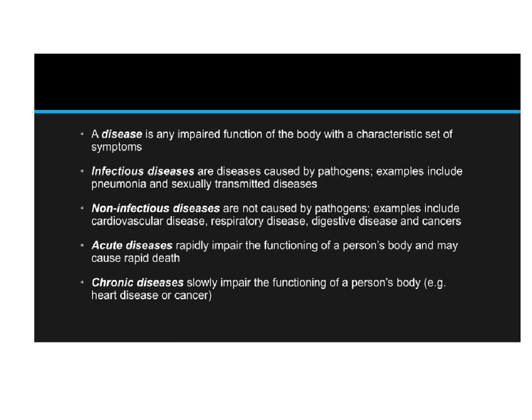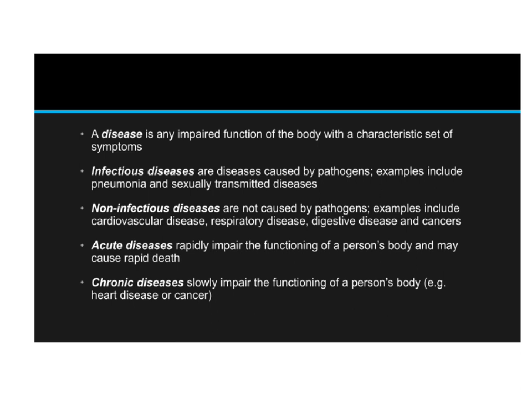Non-infectious diseases are not caused by pathogens. Examples include cardiovascular disease, which can be genetic, can be lifestyle, or a combination of the two, respiratory disease, digestive disease, and cancer. Acute diseases rapidly impair the functioning of a person's body and may cause rapid death. May cause, may not. If you have acute bronchitis, that means it's currently in an active state and it's rapidly impairing your health, but at least in the United States, you're probably not going to die of it. Chronic diseases slowly impair the functioning of a person's body.